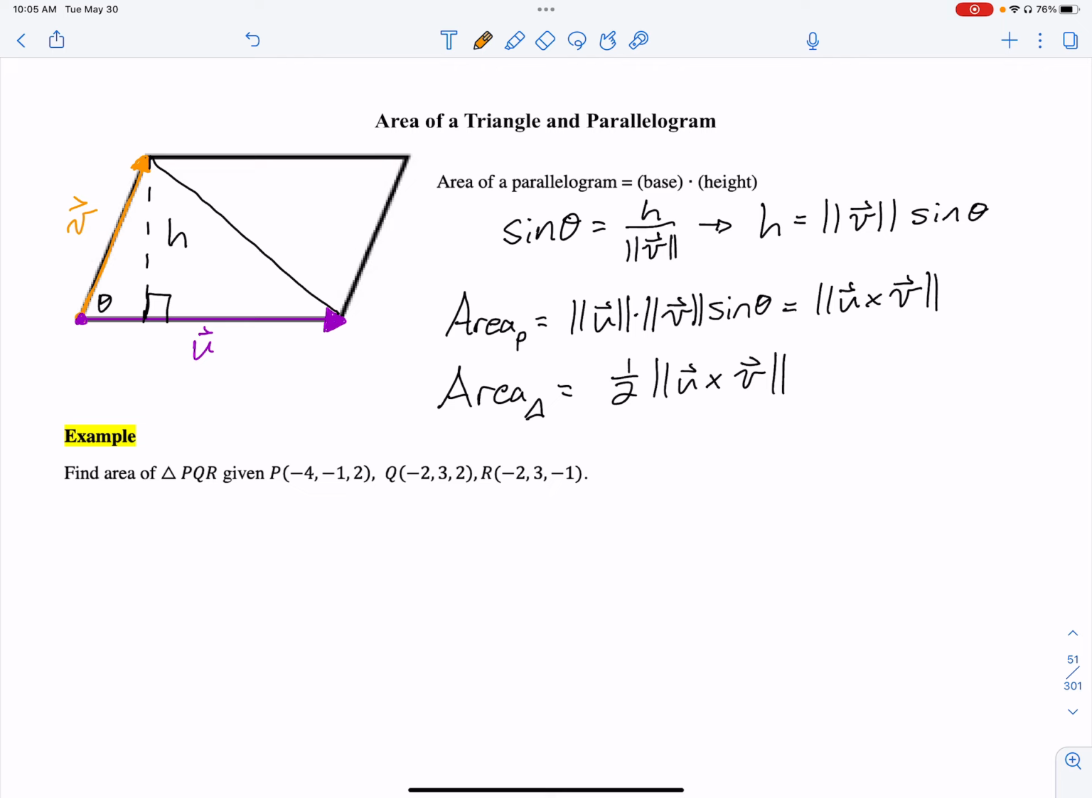They want us to find the area of triangle PQR. So if I look at my vectors above, I need two vectors that start from the same point. So I'm going to need to come up with PQ and PR. I need them to be from the same point. We know how to do this. We just subtract terminal minus initial. -2 minus -4 is 2. 3 minus -1 is 4. 2 minus 2 is 0. Okay, and then we'll do the same thing for PR. -2 minus -4 is 2. 3 minus -1 is 4. And then -1 minus 2 is -3.